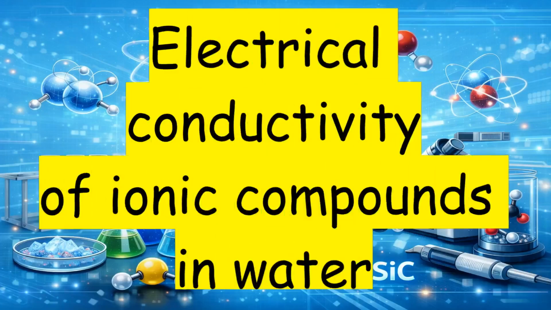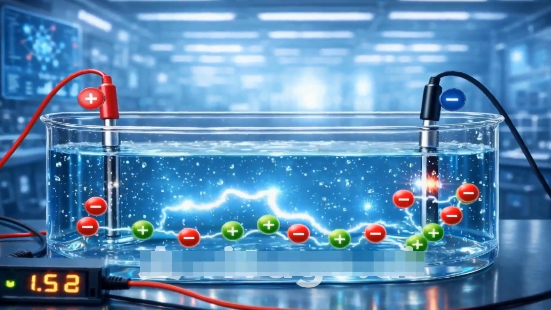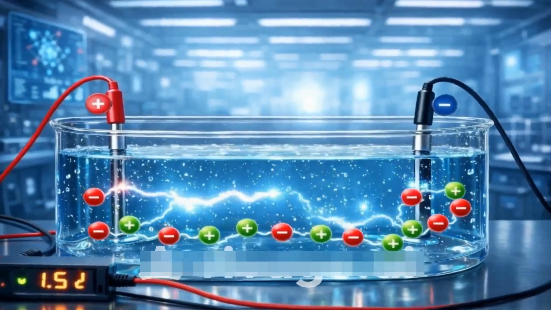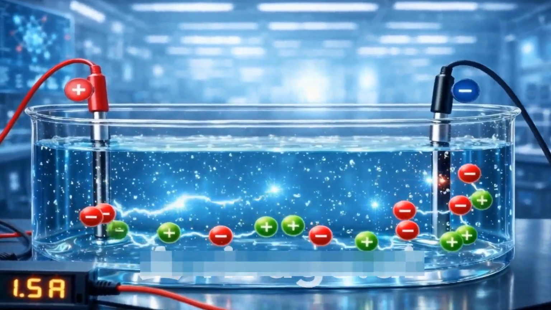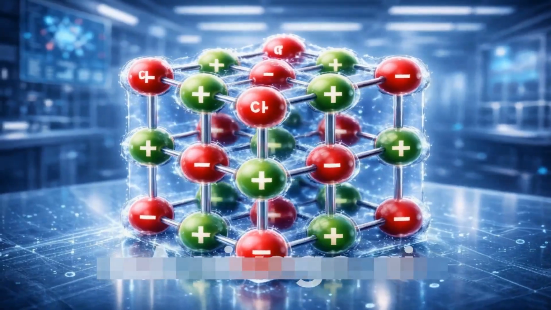Electrical conductivity. Ionic compounds conduct electricity when dissolved in water. When ionic compounds dissolve in water, the ions separate and become free to move. This makes them capable of carrying electric current. However, when they are in their solid states, ionic compounds do not conduct electricity because the ions are not free to move.